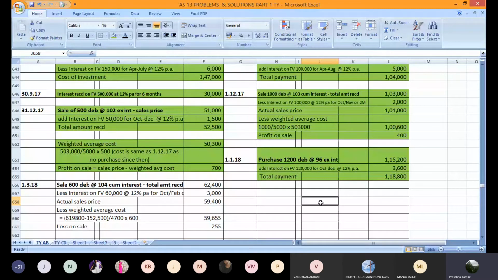So add interest, face value 1,20,000, interest at 12% per annum for a period of 3 months. It comes to 3,600 rupees. So total payment will be 1,18,800. Out of that, 3,600 is interest and the remaining amount is towards the cost of investment. So you can pass the entry: investment account debit 1,15,200, interest account debit 3,600, to bank 1,18,800. First write down the working and then we'll go to the entry. All of you write down the working.